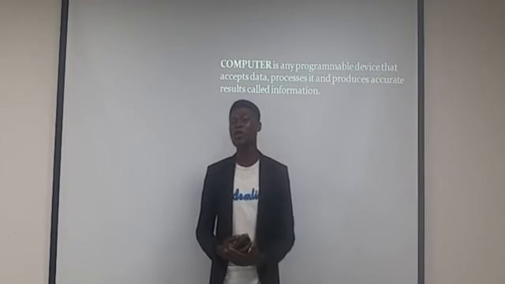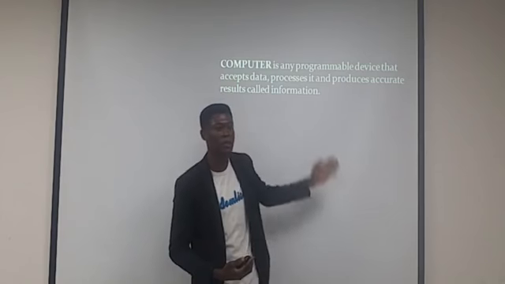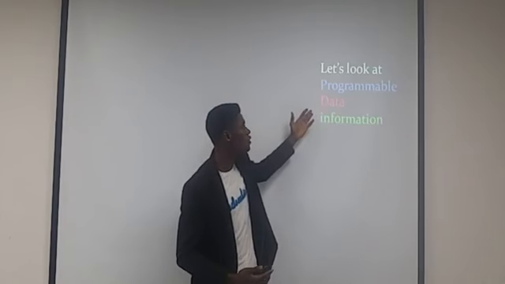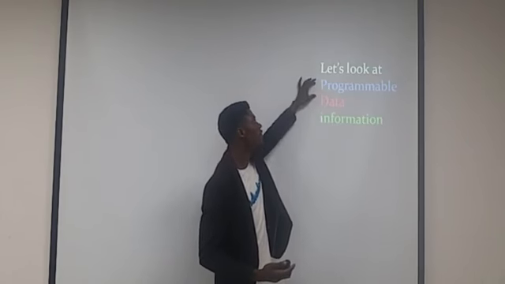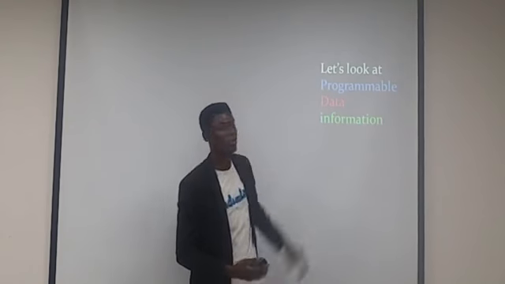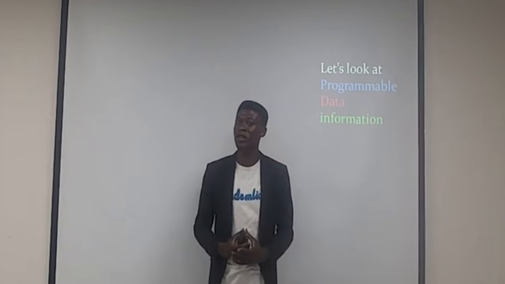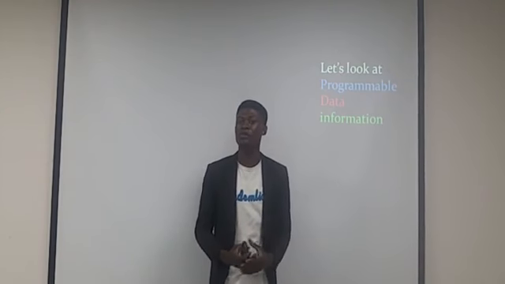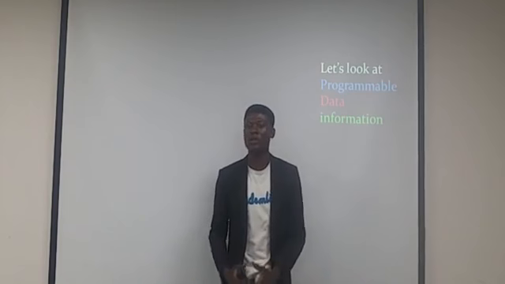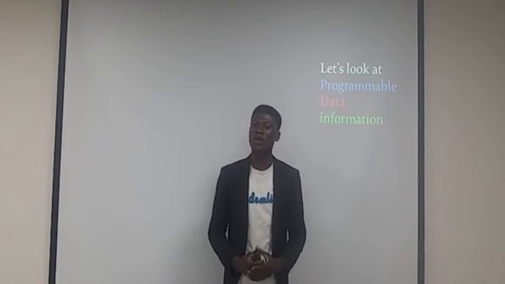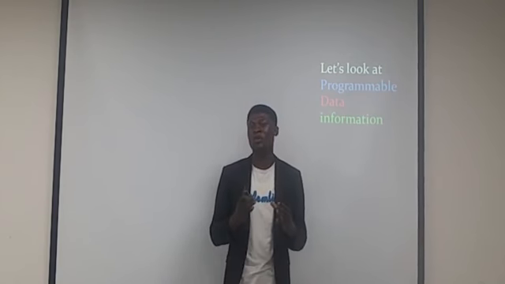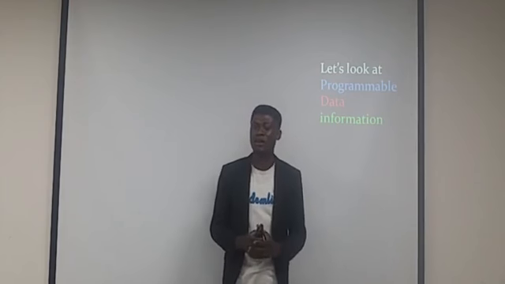Now before we go into knowing what the system is, let's look at the words I have picked out from the definition we just gave. I have programmable, data, and information. Please remember, if you have some more words you do not understand in the definition, please do feel free to ask your question in the comment section below. We will answer all your questions and ensure that you understand every bit of the class.